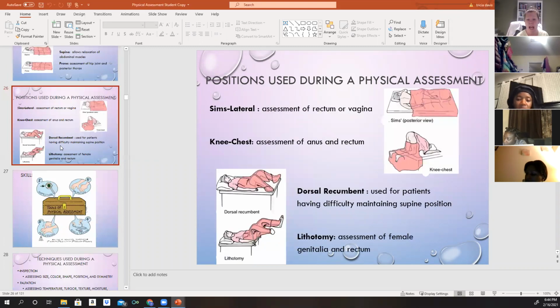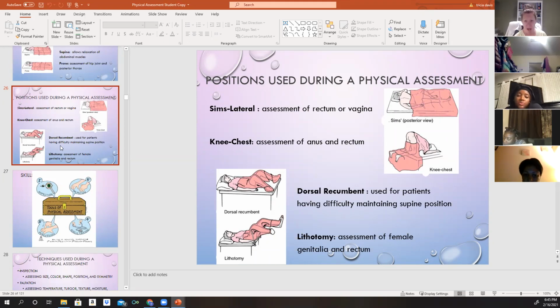We have the Sims lateral. This is the position that you would use if you are doing an assessment of the rectum or the vagina. You would also use this position if you're giving enemas and suppositories. This is the position that you would give them in. Then you have the knee chest. That's for assessment of the anus and rectum. And I've never, ever done an assessment in that position. That is probably a more focused assessment for a certain field. I've never done that as a nurse.